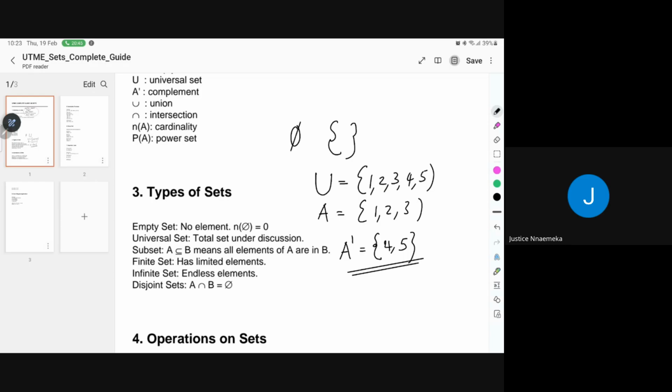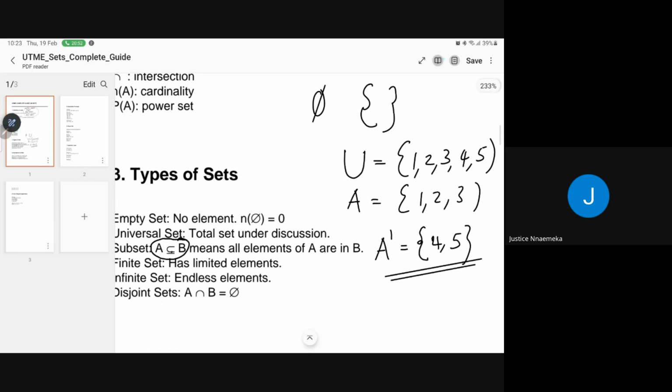So look at the symbol for subset here. You can see that symbol at the center, right? That's the symbol that we use for subset. A is a subset of B. Does it make sense? Which means that all the elements of A are in B. So for our example now, I can say that A is a subset of U, which means that all the elements of A are in U. So subset simply implies that every element in a particular one is in the other one.